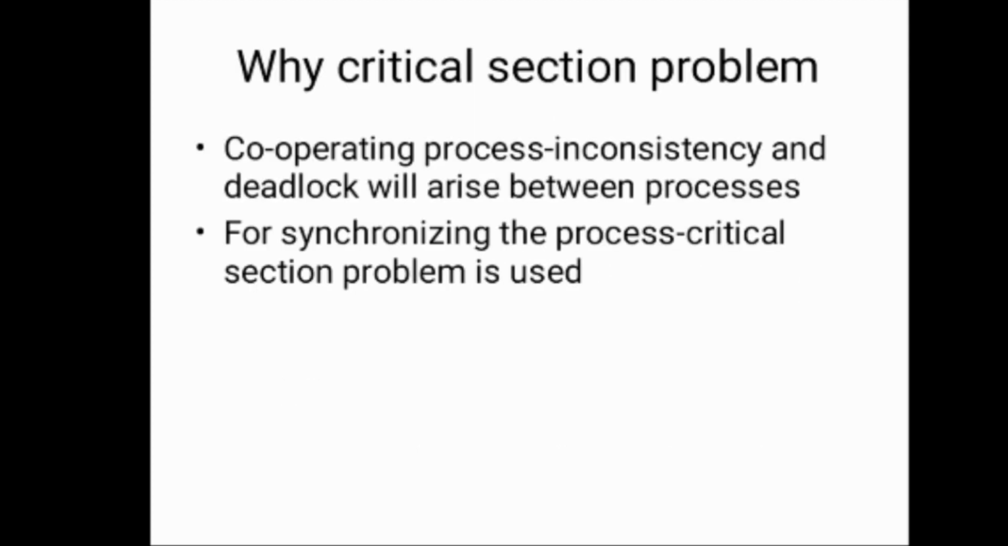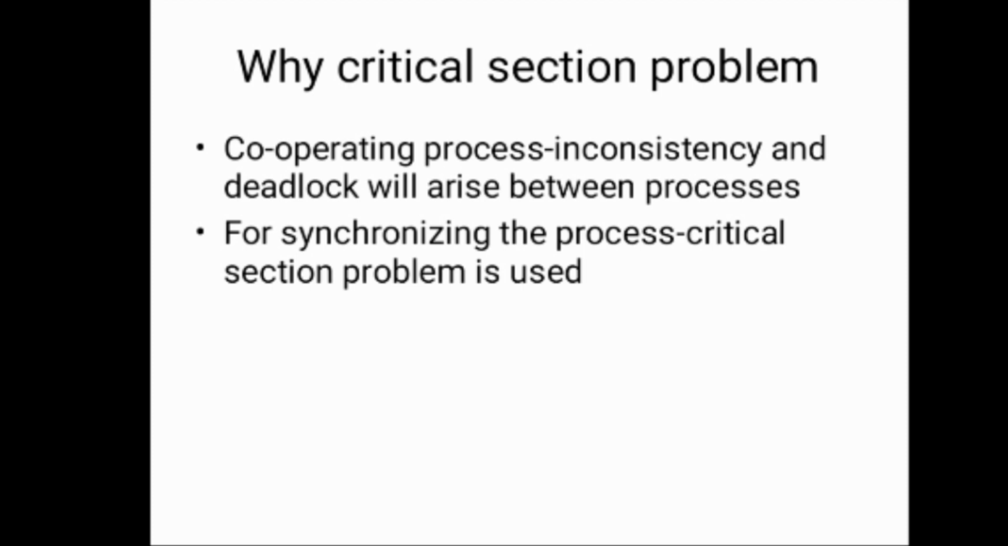First of all, why are we going for this critical section problem? We divide processes into two types: cooperating processes and independent processes. An independent process, as the name itself suggests, does not depend on other processes. Then there is no deadlock or inconsistency in independent processes.